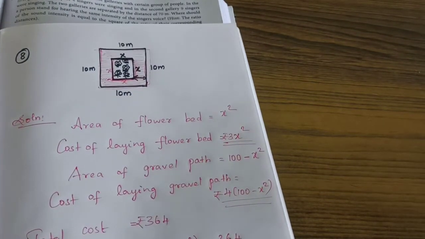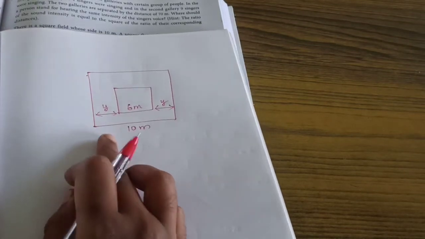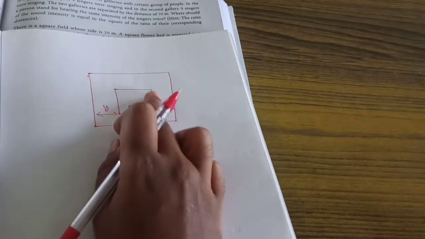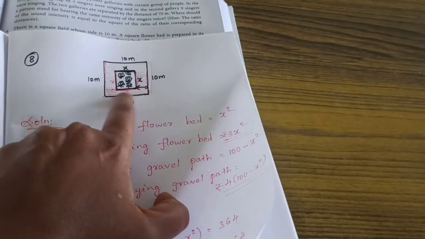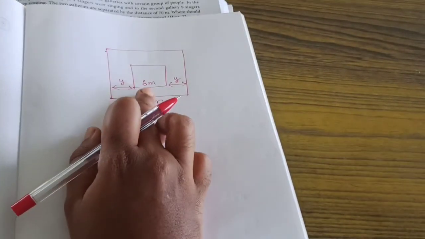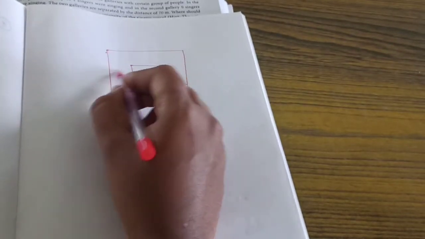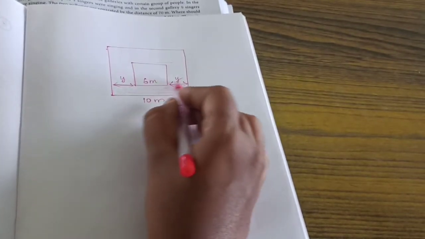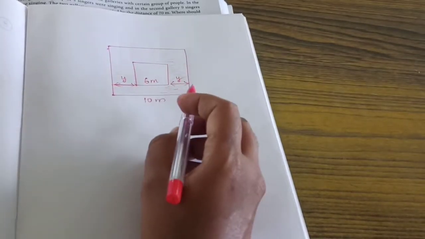So we don't know about this. For your understanding, I redrew this. This is the square field and this is the flower bed, and the square field length is already given as 10 meter. This is 10 meter, and this x value, that means the flower bed distance, we have now found: x equals 6 meter. So I just wrote that 6 meter. We need to find the length of the gravel path, and this is the graveling area, correct? This is the gravel area. That length only we need to calculate. This y value only we need to calculate.